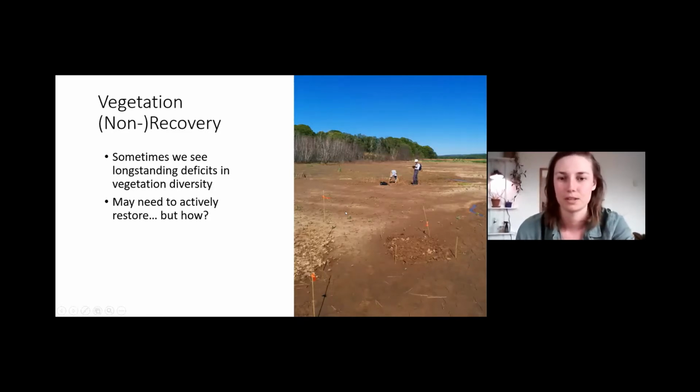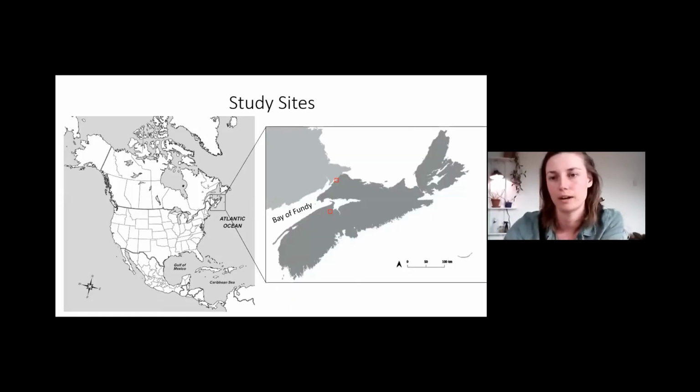And so, yeah, I guess the solution to this problem of this deficit in vegetation diversity is to plant plants. And that's kind of where my research comes in. That active restoration of vegetation is frequently a part of restoration projects, but we haven't really done it here in the Bay of Fundy area.